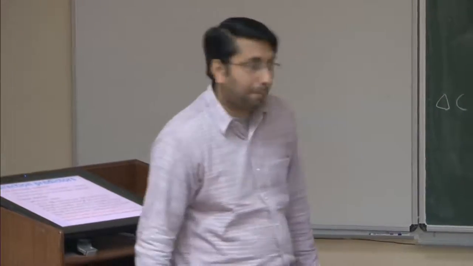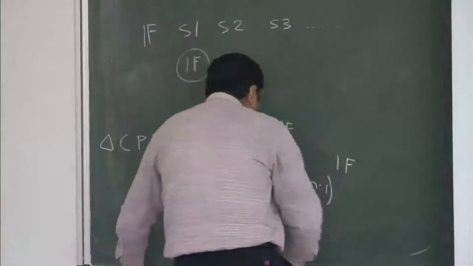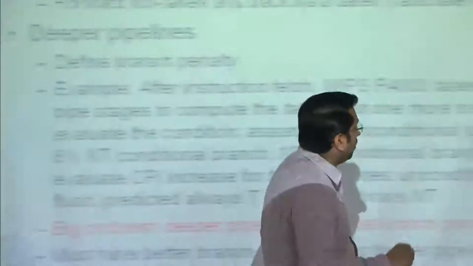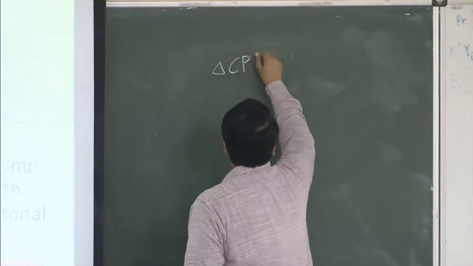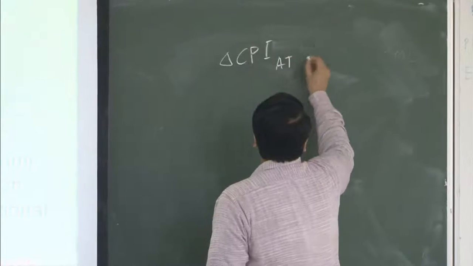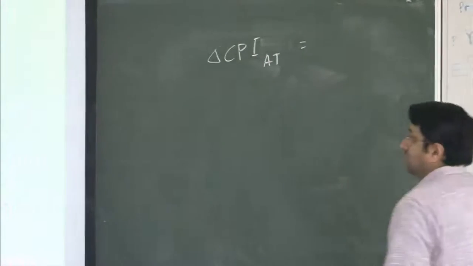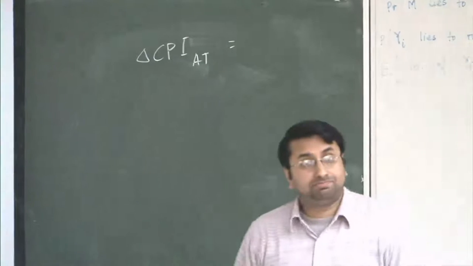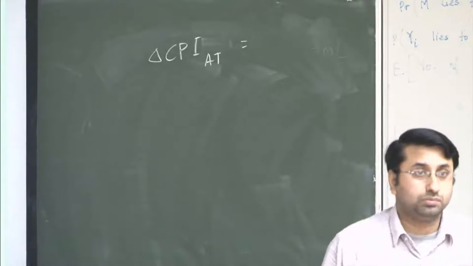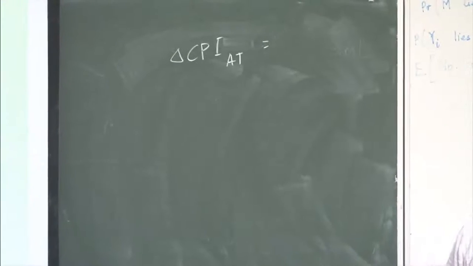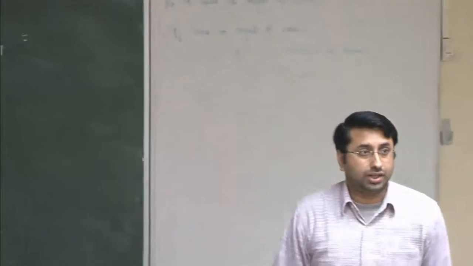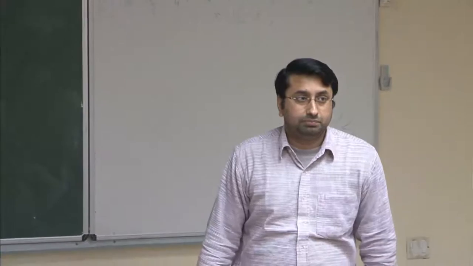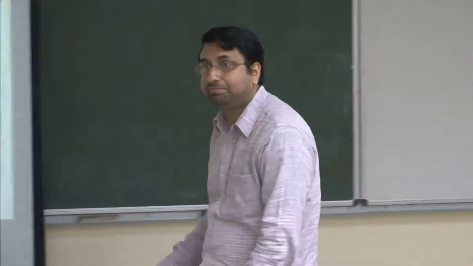Okay. So now let's take up the next one. Predicted always taken. Delta CPI always taken. So what about unconditional jumps? How many cycles do I lose? In this prediction model, always taken, what is the branch penalty?